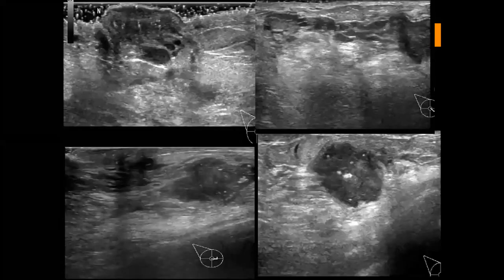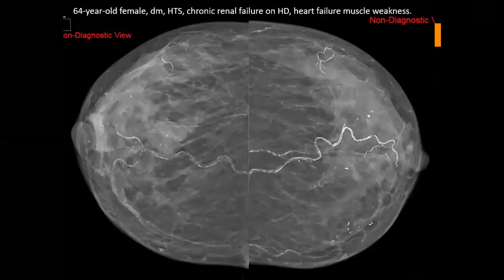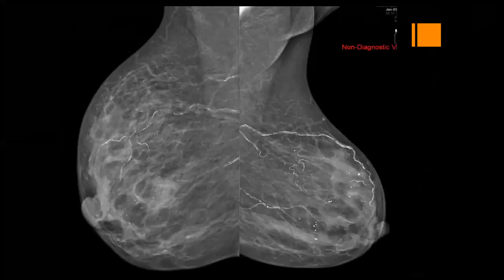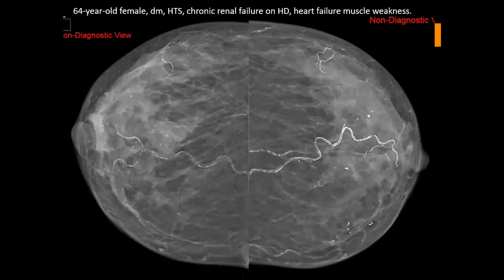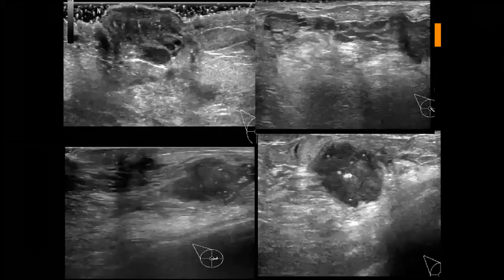So here it will not be BI-RADS 2. It is supposed to be BI-RADS 0 on a mammography basis. But since the ultrasound was immediately available at the same time as the mammography, it was BI-RADS 5, and proven to be malignancy.